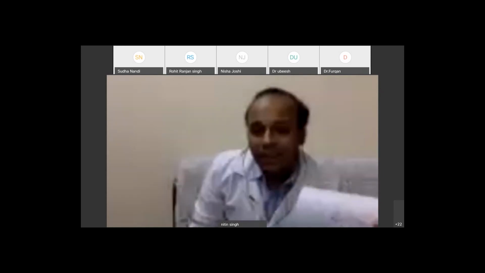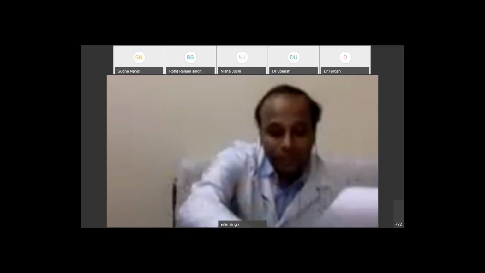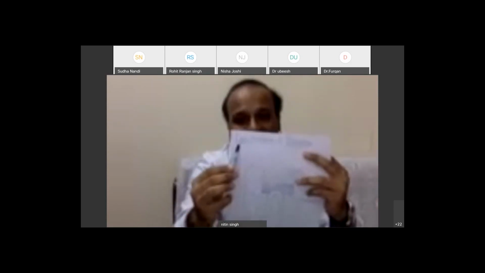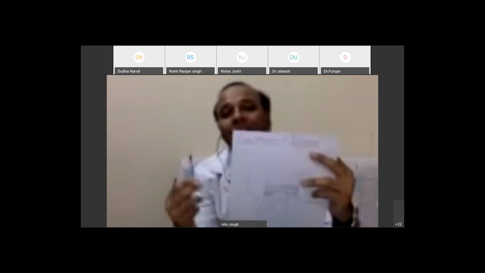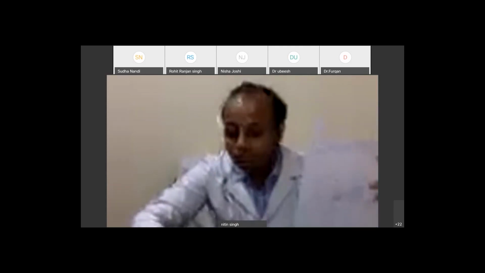And when we are putting the file inside the canal, what should be there in the canal? This is again a very important thing. So this is what canal negotiation is. In canal negotiation, after access opening, we take a K file.